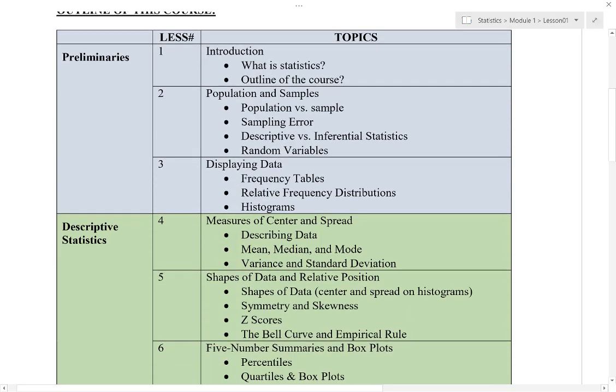Displaying data is the last lesson in that module, and we're going to talk about how to make it visual. Frequency tables, histograms, bar graphs, pie charts. How do you visualize data? Because you've got to do that first. I mean, you can make a lot of conclusions just by seeing a graph of the data. So we're going to talk about graphing.